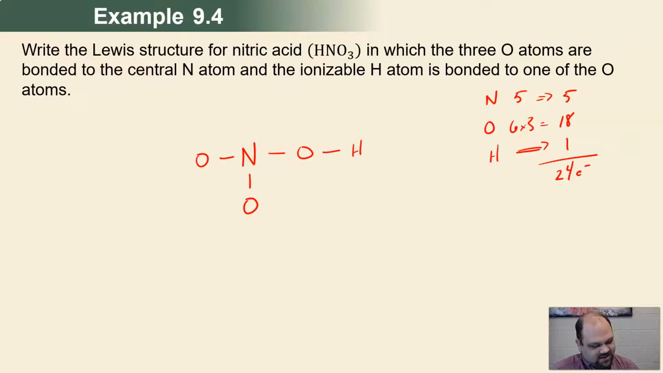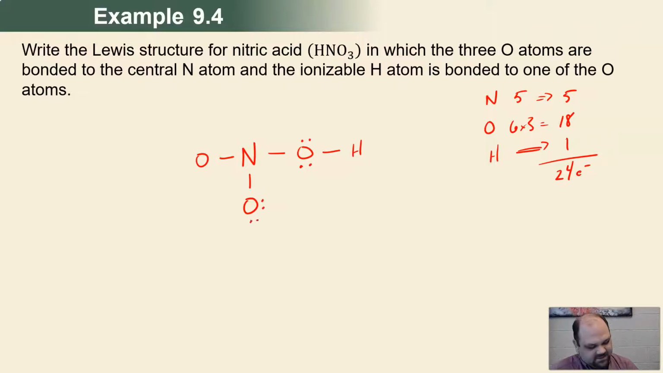The oxygens all need 8, and so I'm going to count a little differently this time around. We need 24 total. We've got 2, 4, 6, 8 in bonds already. Right? We've got 4 bonds, 2 electrons each. So we've already got 8 electrons counted for in bonds. That means we have 16 left. And so I'm just going to count up and see how far I get. So I need 16. 1, 2, 3, 4. That oxygen has 8 around him now.